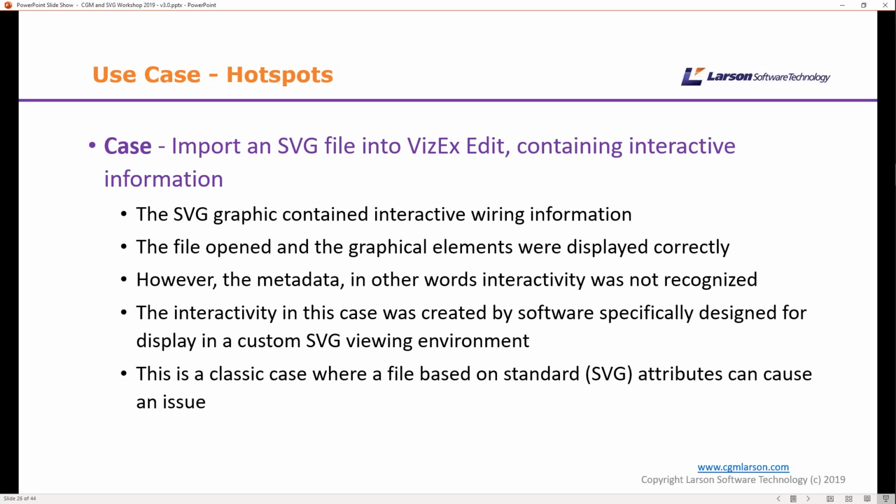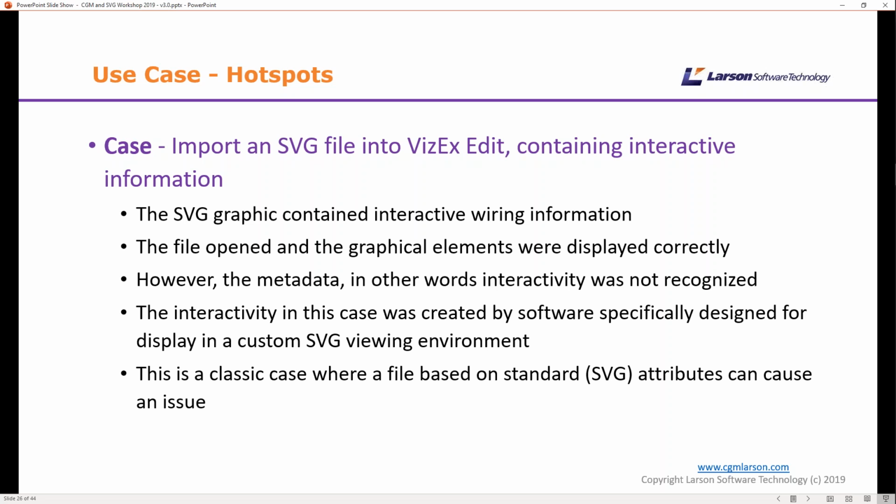So this is our first use case, and it's really based around hotspots. We were given an SVG file, and we brought it into our illustration software, VisXedit, and it contained interactive information. It was an interactive wiring diagram. The file opened, and the graphic elements were all displayed. However, the metadata was not recognized. So it just didn't display as we would usually see hotspot information within VisXedit.